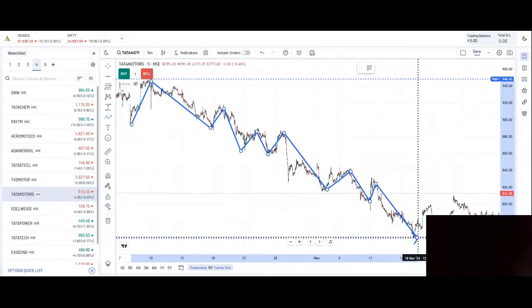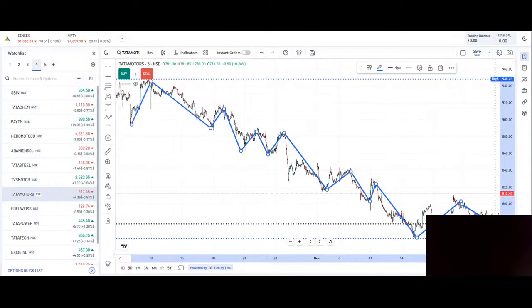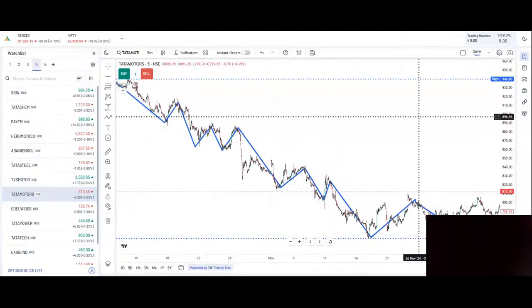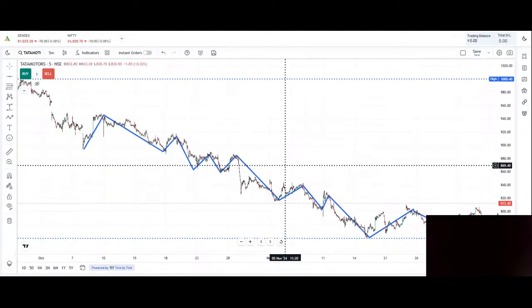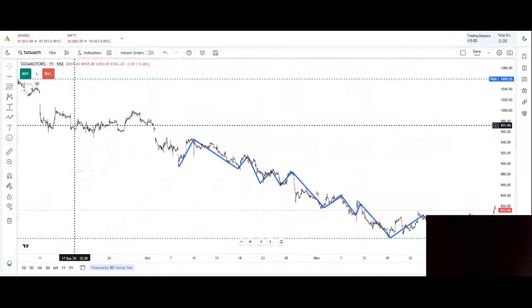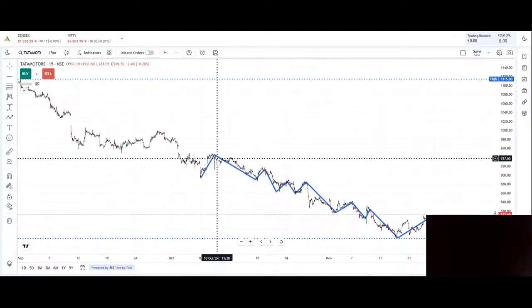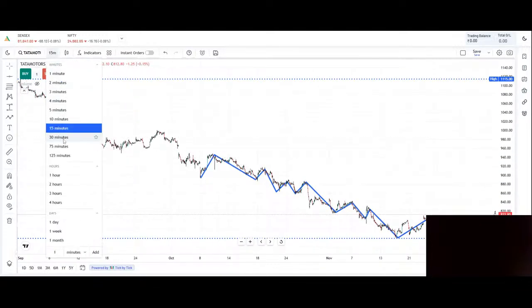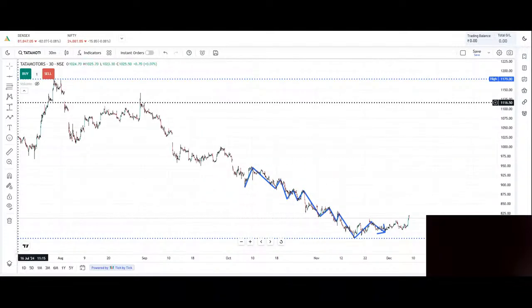When you see it in a different time frame, you actually don't understand what is happening. I'll show you right now. It's a 5 minute chart, so you see how many ups and downs Tata Motors has seen. Now let me increase the time frame. See how smooth it has become now. If I increase the time frame to say 30 minutes, now how do you see it?